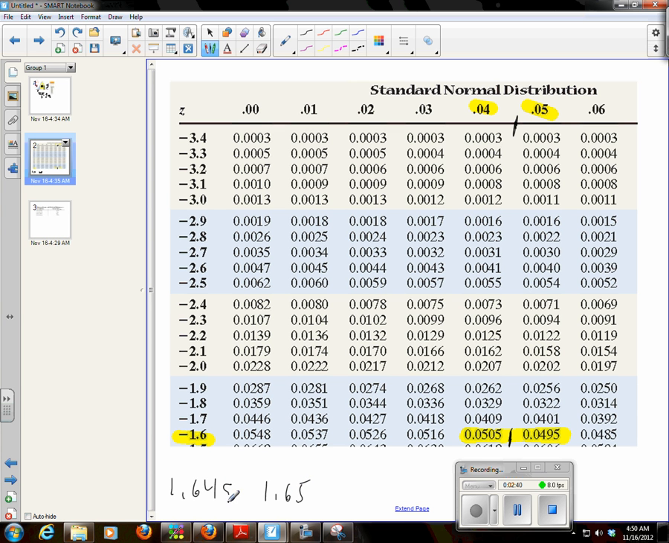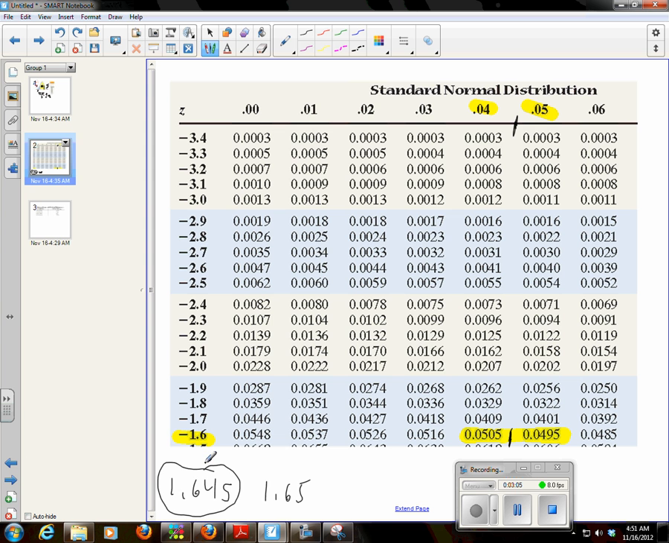I ignored the negative because this will be exactly the same on the upper tail too, because of the symmetric probabilities. So if I go with this z-score of 1.645 in my calculation, that'll help me find the number that cuts off the lower 5% of the values at the bottom of the 90% values.